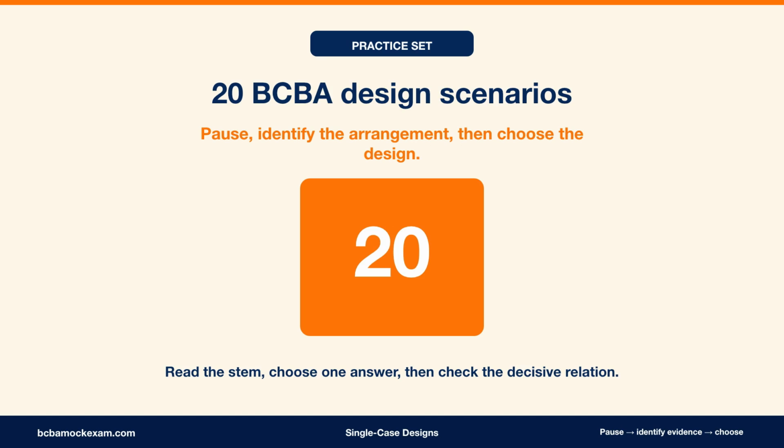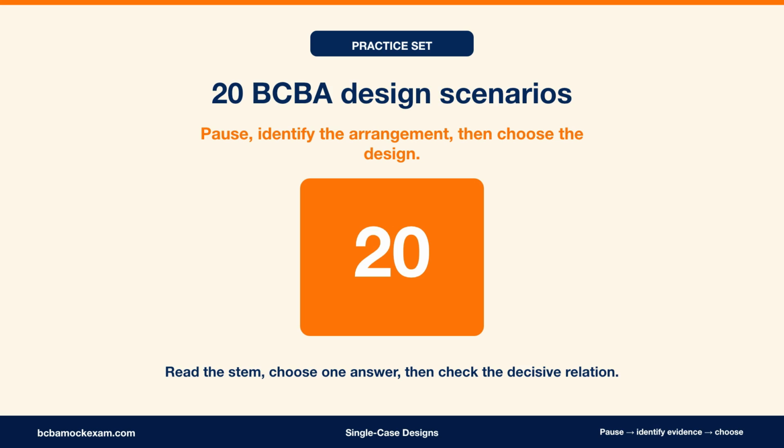The design map is complete, so we can move into 20 practice questions. For each item, name how the independent variable is arranged and where replication would appear. Then check feasibility, reversal, tier independence, carryover, or attainable criterion steps. A graph trend or participant count may be present, but neither identifies the design by itself.